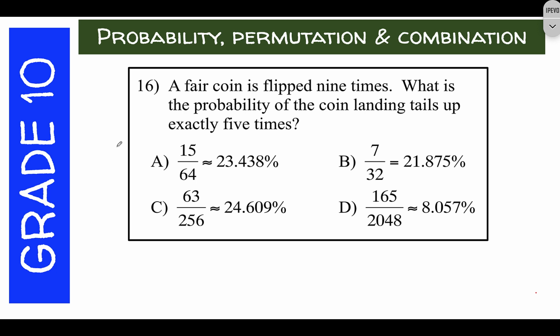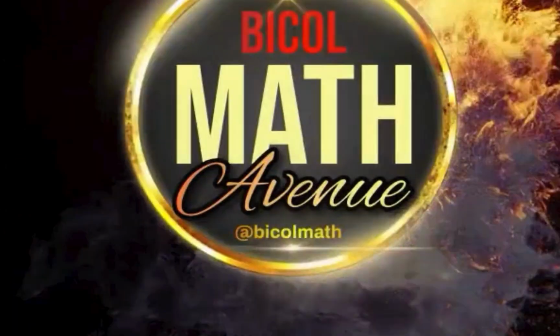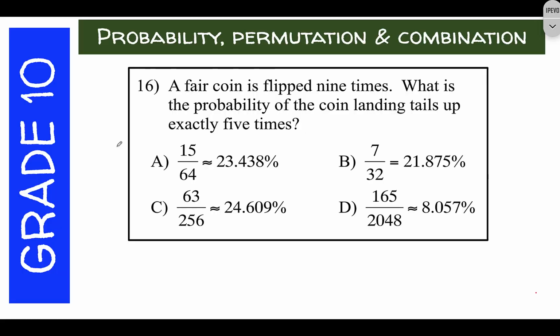Si Lando Assistant po ito para sa ating review on probability, permutation, and combination. Ito po yung ating problem ngayon. A fair coin is flipped 9 times. What is the probability of the coin landing tails up exactly 5 times?